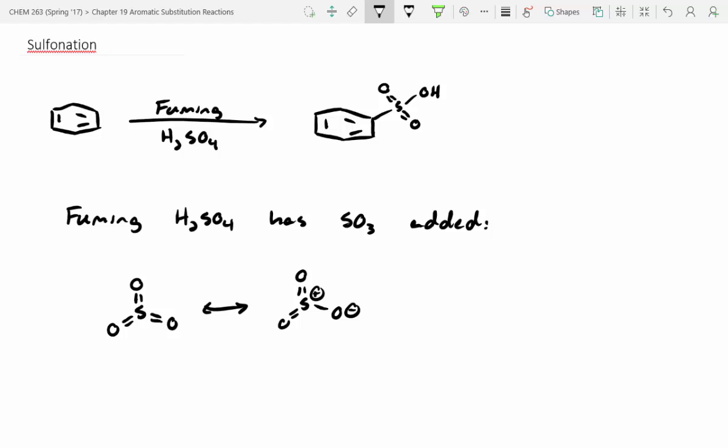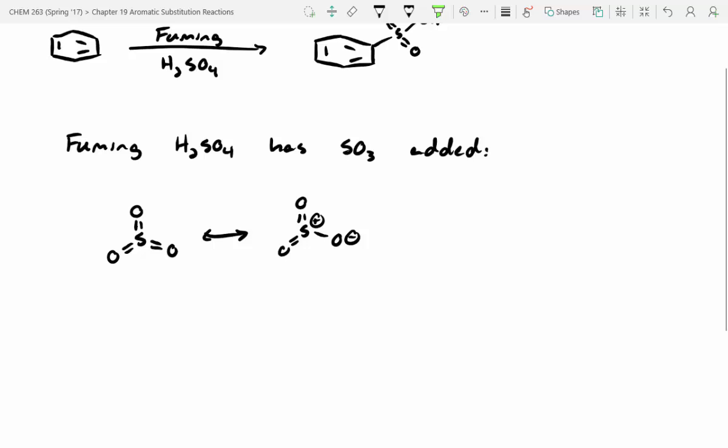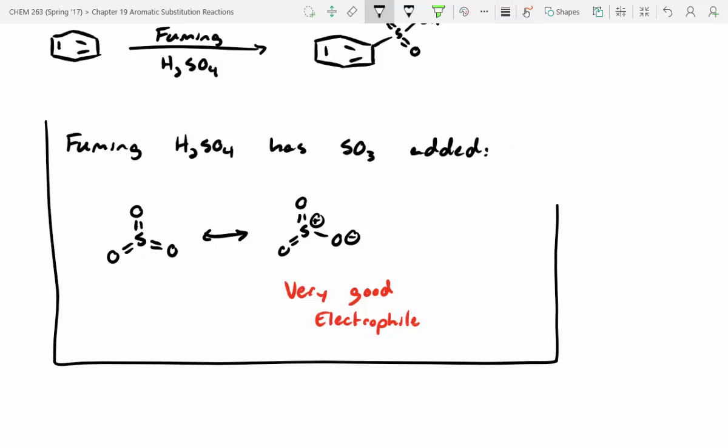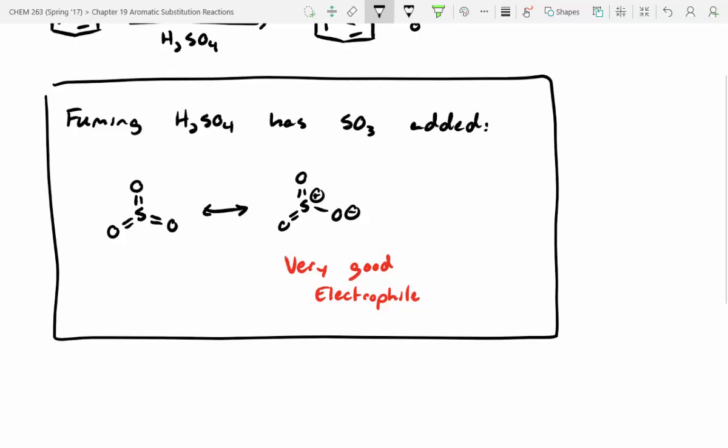Right. Yep. All right, so if we look at this, sulfur trioxide is a very good electrophile. And this is important for that electrophilic aromatic substitution chemistry, right? So let's take a look at this as a very good electrophile.